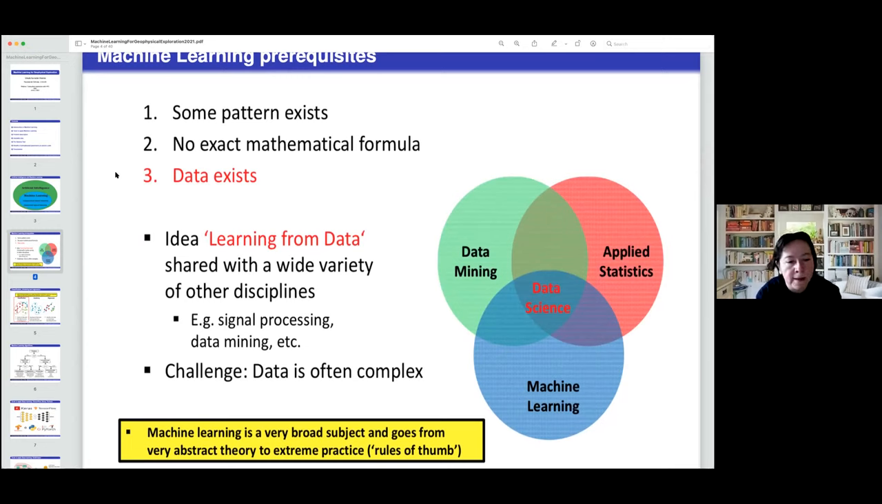So in machine learning, you have all kinds of methods, and some go from very theoretical explanations of how machine learning or neural networks work, and others are very intuitive or just practice rules of thumb. So you have data mining, applied statistics, and machine learning in an intersection for data science.